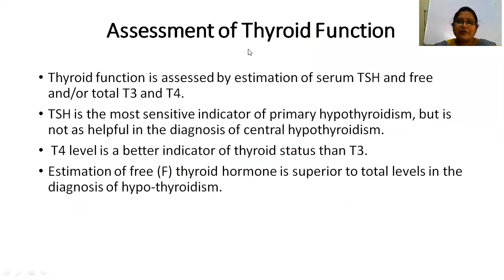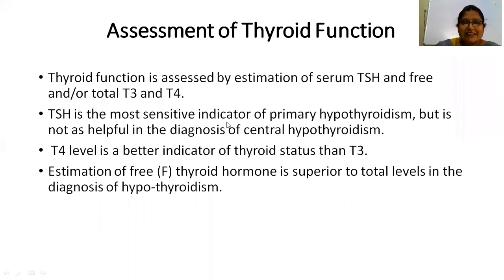Then assessment of thyroid function. To assess thyroid function, we need to know the normal values of TSH, T3 and T4 according to age norms. According to age, these hormones vary. In newborns these levels are higher, and then they decrease by 1 week, and they decrease further when compared to the newborn period by adult size.